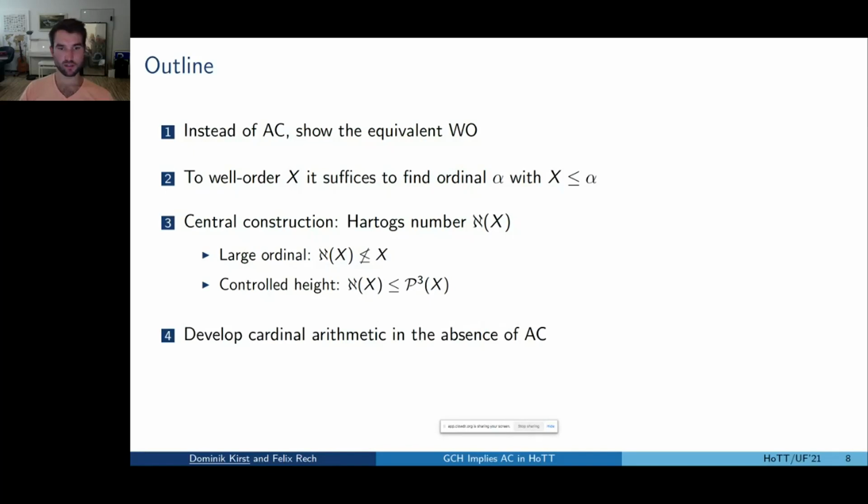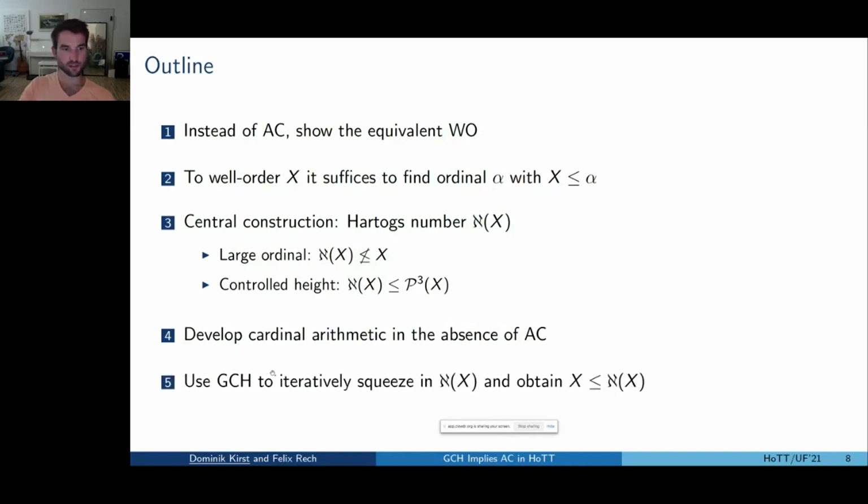And if we have this construction in place, then we need to develop a bit of cardinal arithmetic, and here the problem is in the absence of the axiom of choice, where cardinal arithmetic behaves a bit different than you would expect. And then finally, we can use GCH iteratively to squeeze in the bound here, such that we finally obtain that instead of having an injection of the Hartogs number into X, we always get an injection of X into the Hartogs number. And then we can transport back the ordering and would obtain the well order on X. So that's the route to the result.